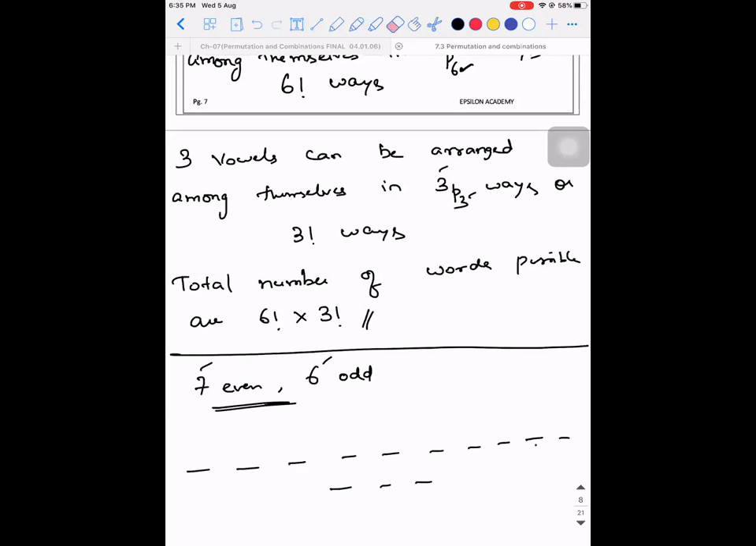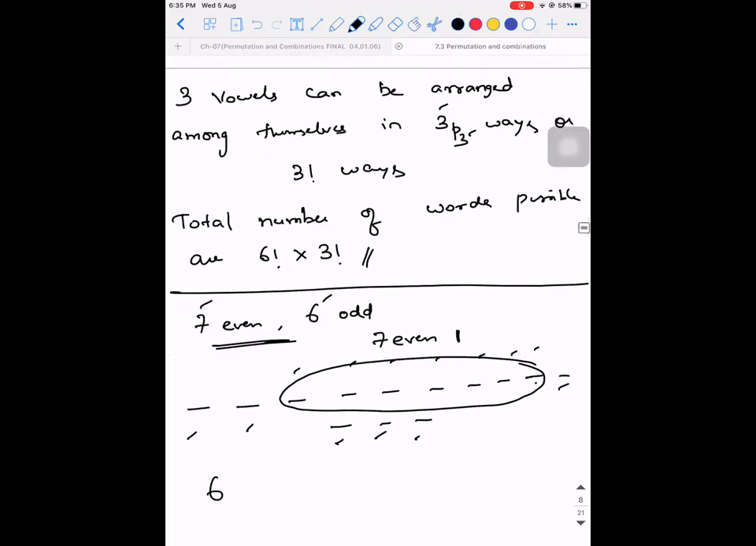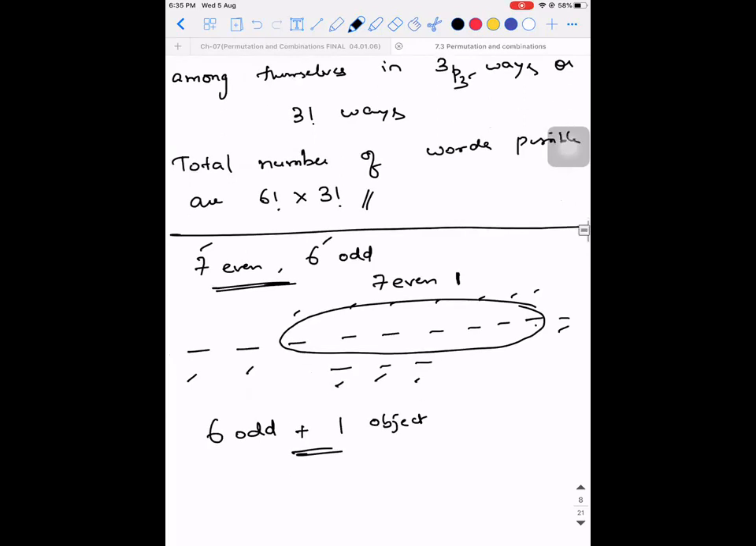So I need to take, let's say, 1, 2, 3, 4, 5, 6, 7. These 7 blank spaces together and treat it as one object, because all the 7 even numbers, I want them to be together. So if this is treated as one object, then how many more blank spaces are left? 1, 2, 3, 4, 5, 6, right? 6 odd plus all even put together is one object. So how many objects do you have? It will be 7 factorial.